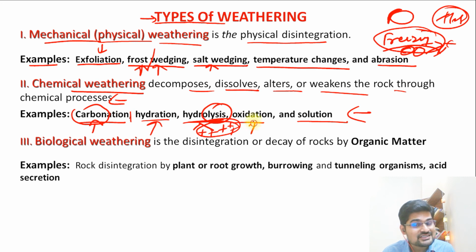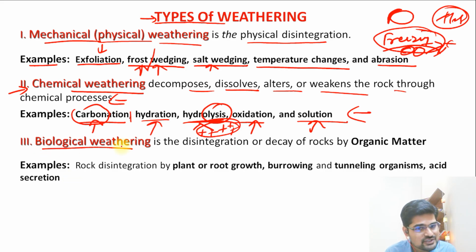Then what we have is oxidation. Remember, ferromagnesian minerals oxidize, which leads to rusting of those rocks. That is what happens. And solution, as we know, calcium and lime are soluble in water, so solution happens in certain areas. So these are all the chemical weathering part.